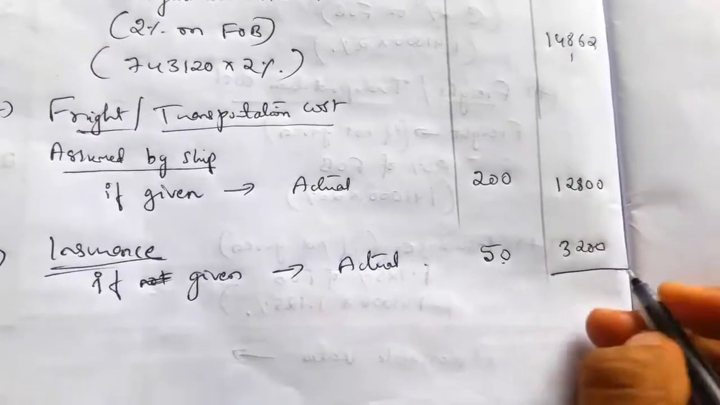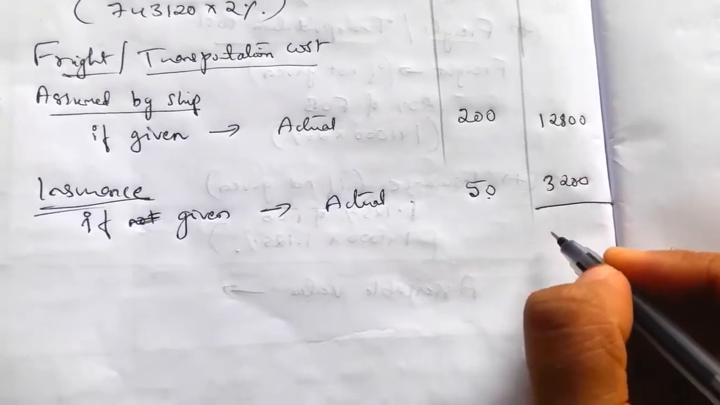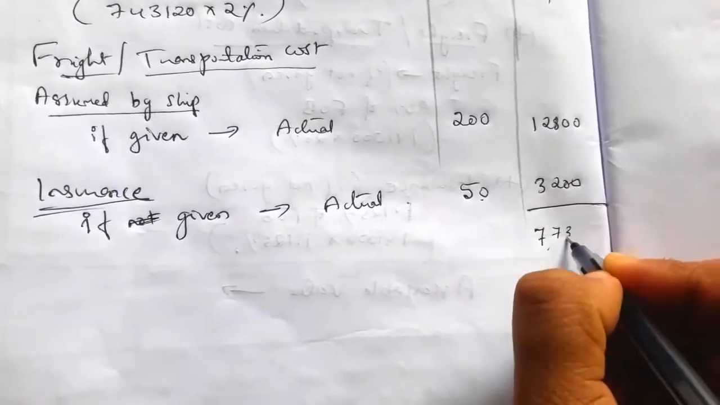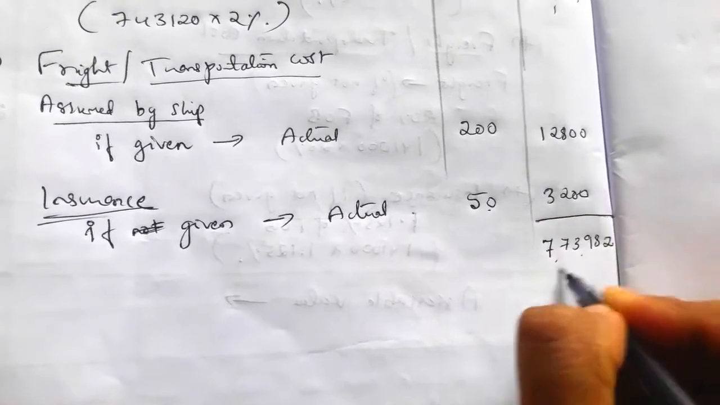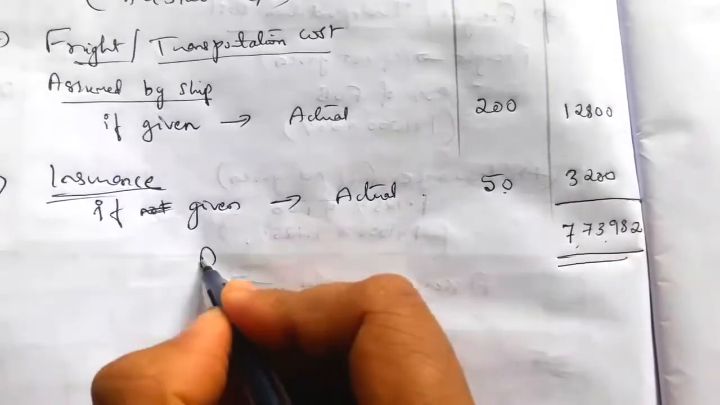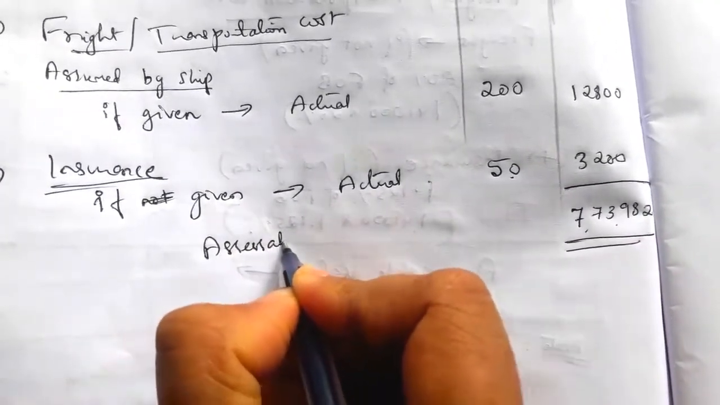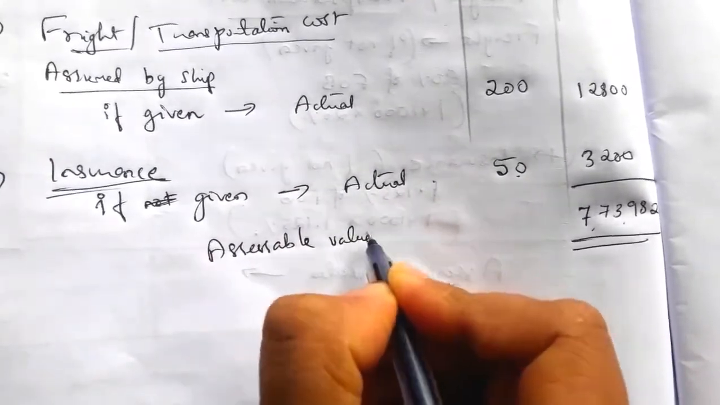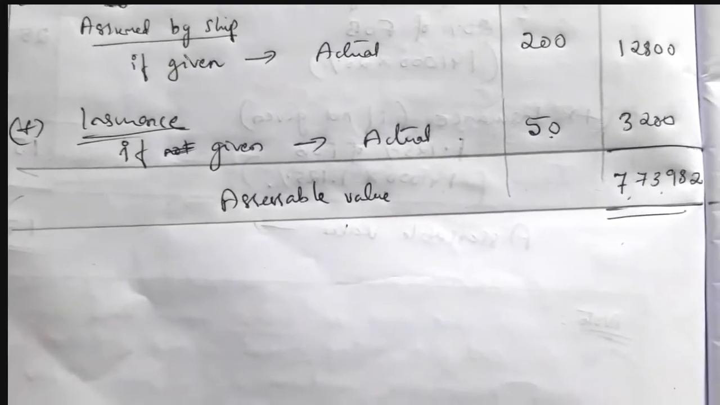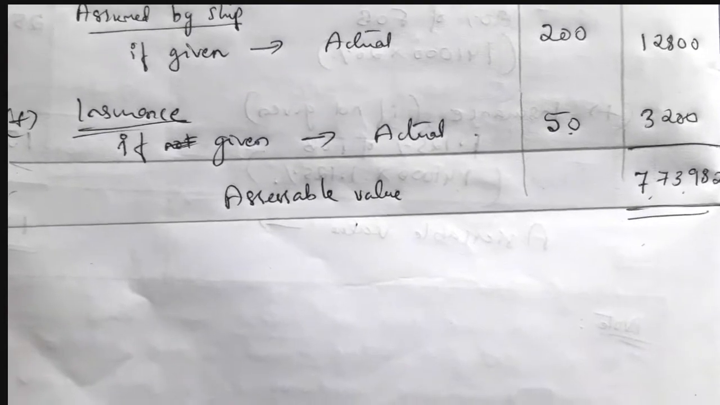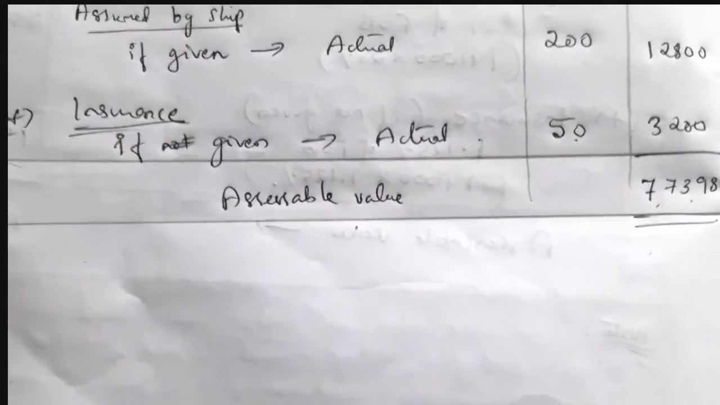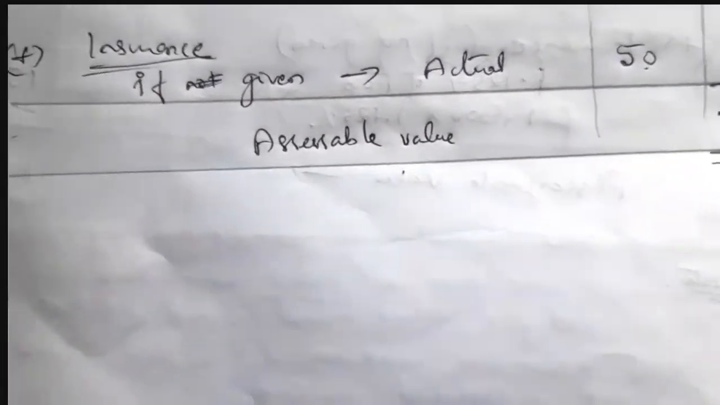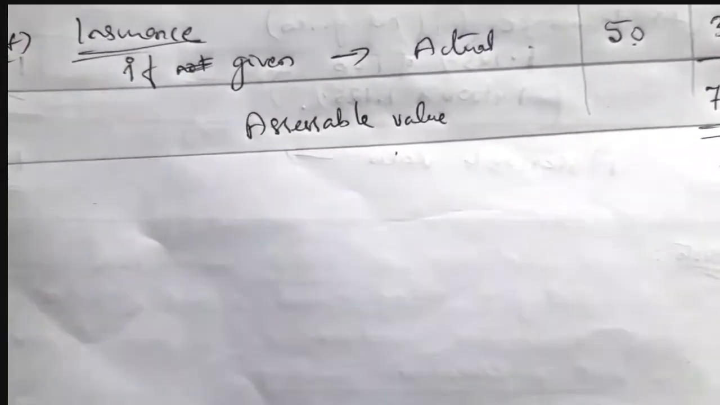So now the total is equal to assessable value 7,73,982. So this is nothing but assessable value. Next, calculate the customs duty payable. Write the heading computation of customs duty payable.